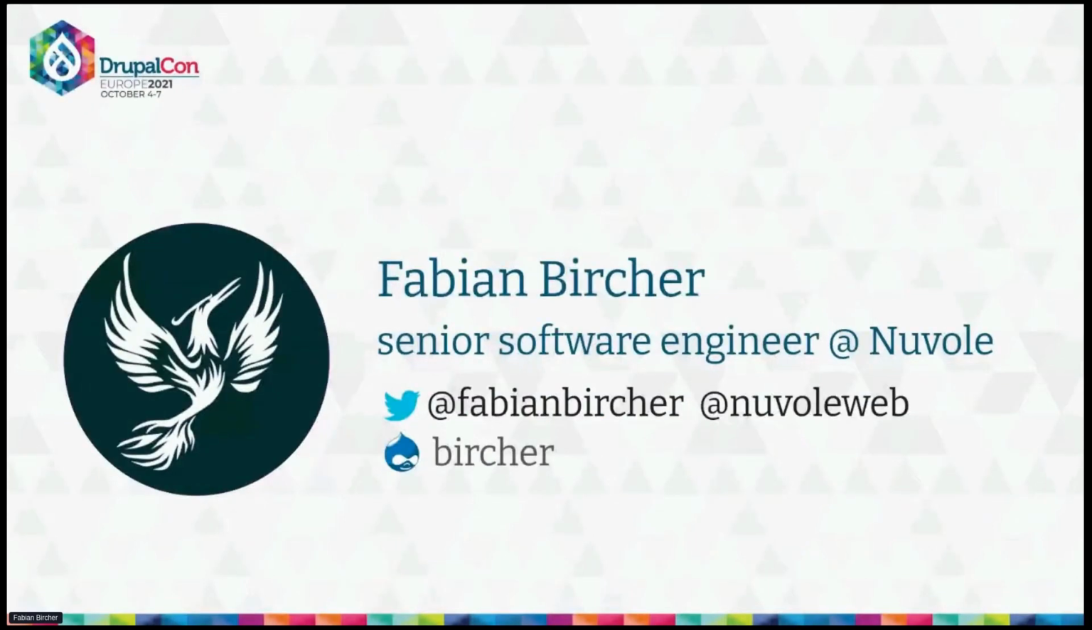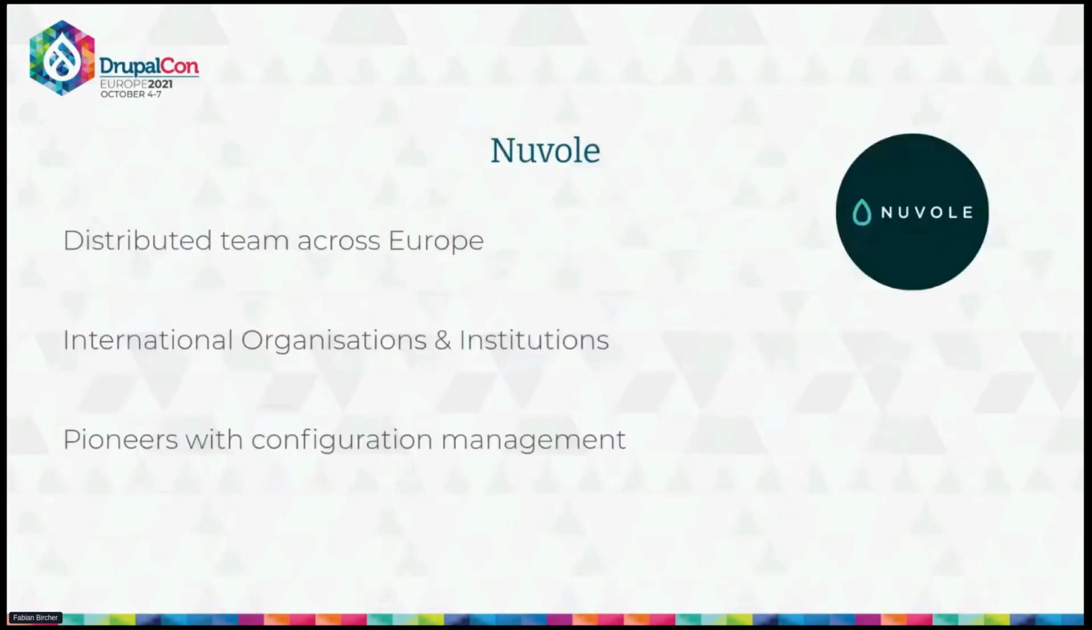I am Fabian Bircher. I'm a senior software engineer at Nuvole. You can find me on Twitter, even though I'm not super active there anymore. But Nuvole Web is the Nuvole Twitter account, and I'm Bircher on Drupal.org. Nuvole is a distributed team across Europe, and our clients are mostly international organizations and institutions. My colleagues at Nuvole were pioneers with configuration management already in Drupal 6 and Drupal 7, and this config split module came out of that tradition a couple of years ago.